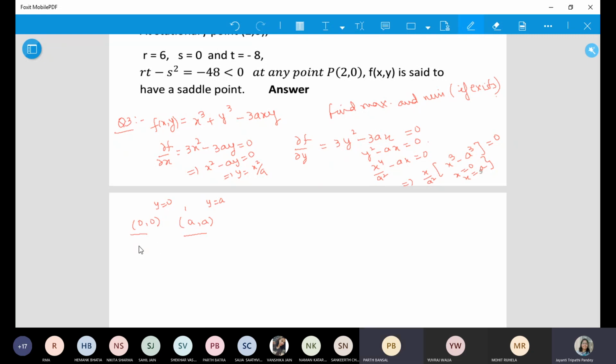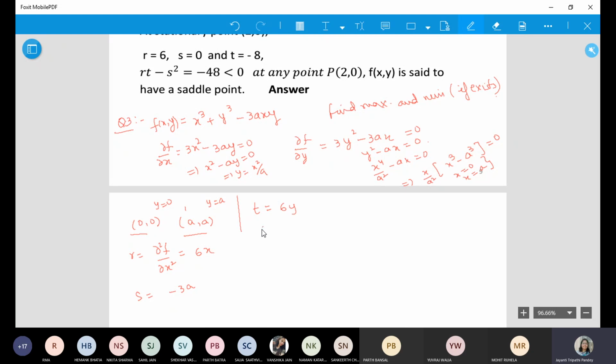Now the next thing is we will find the second derivative. That means we will find r. So differentiate this: 6x. And s is minus 3a. And t is 6y. t is equal to 6y.